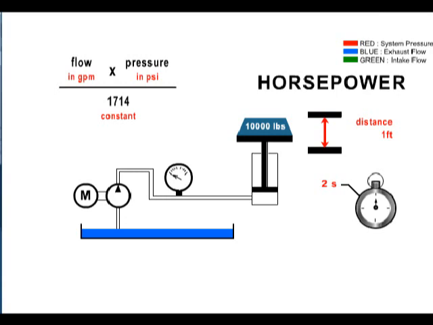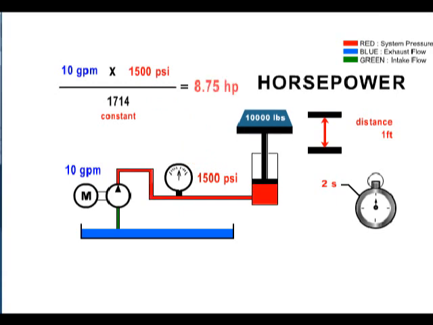To lift our 10,000 pounds a distance of 1 foot in 2 seconds, we must have a required flow rate at a specific pressure, based on cylinder size and pump flow discharge. In this illustration, a 10-gallon per minute pump is required to extend the cylinder in 2 seconds. The pressure requirement to lift the 10,000 pounds is 1,500 psi, based on cylinder diameter. Based on our formula, our theoretical horsepower requirement would be 8.75.